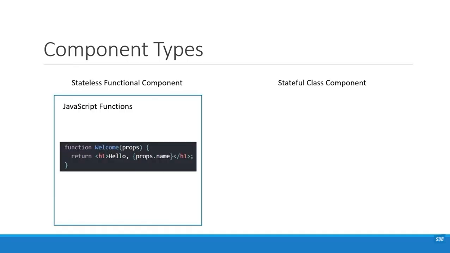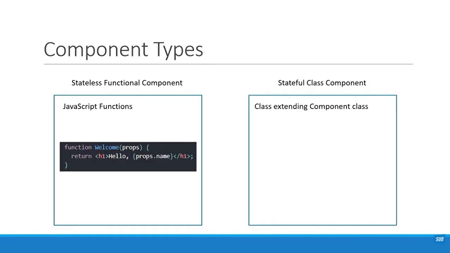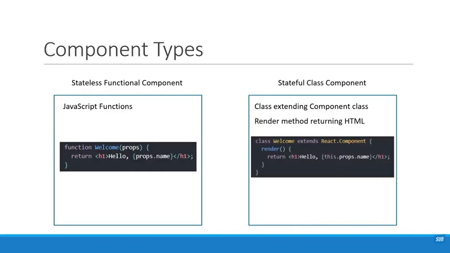Class components, on the other hand, are regular ES6 classes that extend the component class from the React library. They must contain a render method, which in turn returns HTML. For example, class welcome extends React.component, and the class contains a render method, which in turn returns an h1 tag that says, "Hello Vishwas." Now, what is the difference and when to use one over the other? We will discuss in the next few videos. But make a note of the 2 component types, stateless functional components and stateful class components.